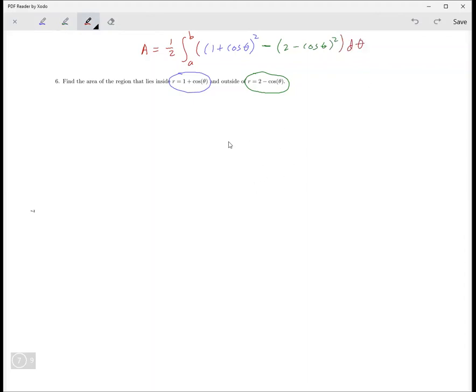Okay, so we need to figure out what these limits of integration are. That's the main thing, but if you're inside the blue one, that means the blue one is the outside boundary actually, and outside the green one, that means the green one's the inside boundary. Okay, now let me do a picture just to better give you an explanation of why this is the case, why you want to set it up this way.